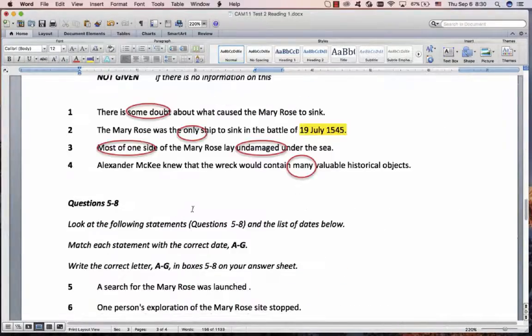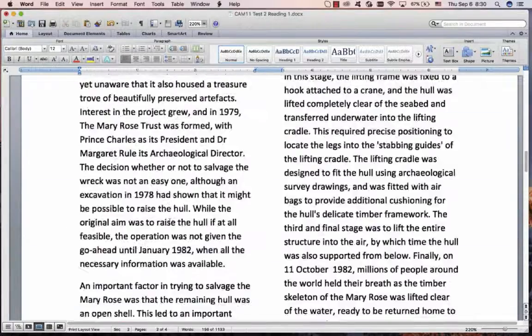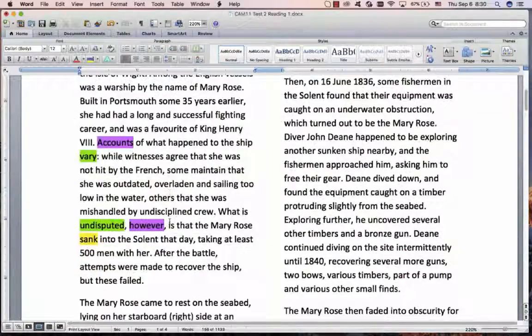So, is there doubt about the causes of the Mary Rose sinking? What happened to the ship is what caused the ship to sink. Some people say this, and some people say this. So there is doubt because the stories vary. We are not sure what happened. Some people say one thing, some people say another thing. So yes, there is doubt.